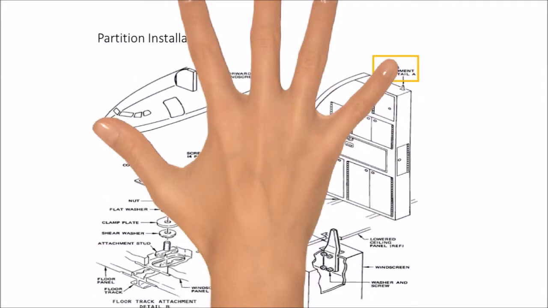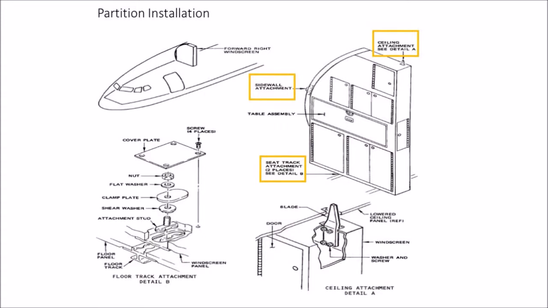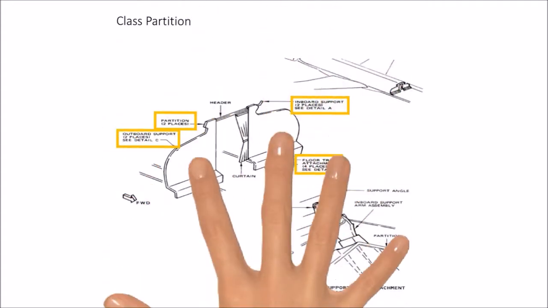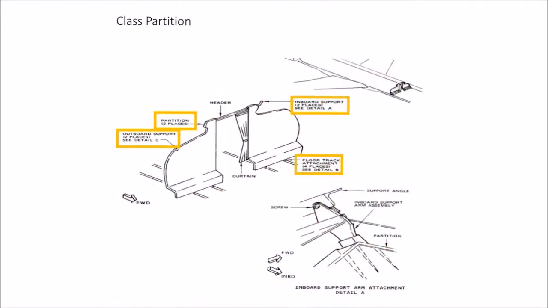Heavier partition structures that carry work tables and lockers are also available. The same installation attachment arrangement is used. Similarly, lighter partitions will be installed using floor level attachment, side wall and ceiling attachment.